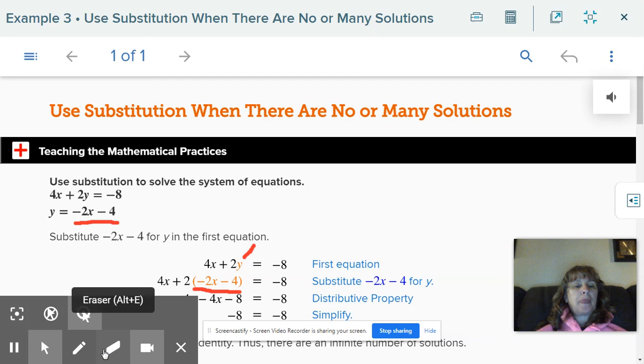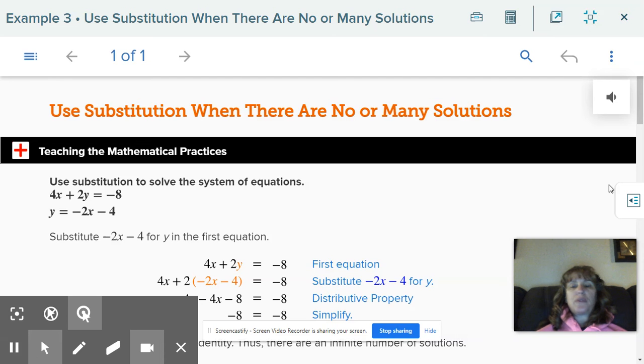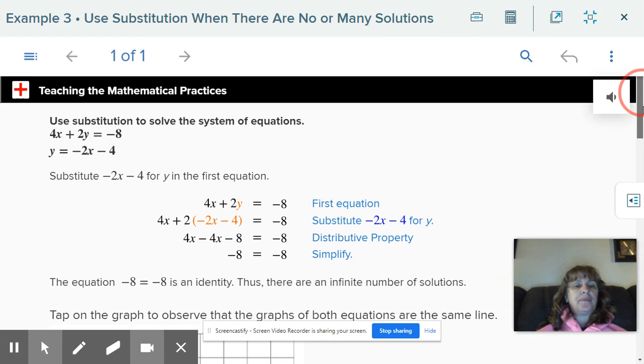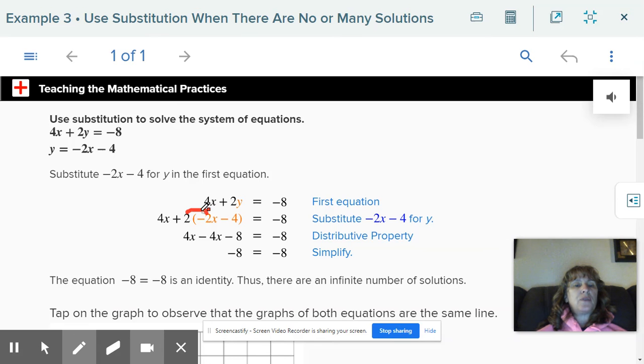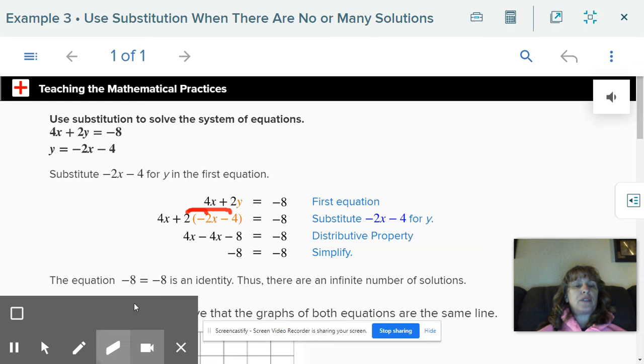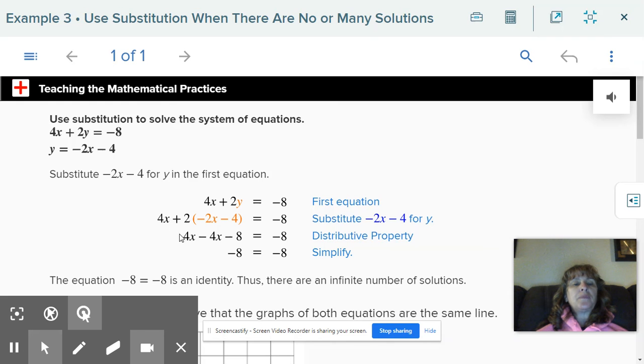equals negative 8. Now remember, after you've done your substitution, of course you have to distribute. So you're going to use the distributive property. You're going to distribute the 2 to the negative 2x and the 2 to the negative 4. And then eventually you'll combine the like terms. So keep your 4x that you started with, and then 2 times negative 2x is negative 4x. 2 times negative 4 is negative 8.